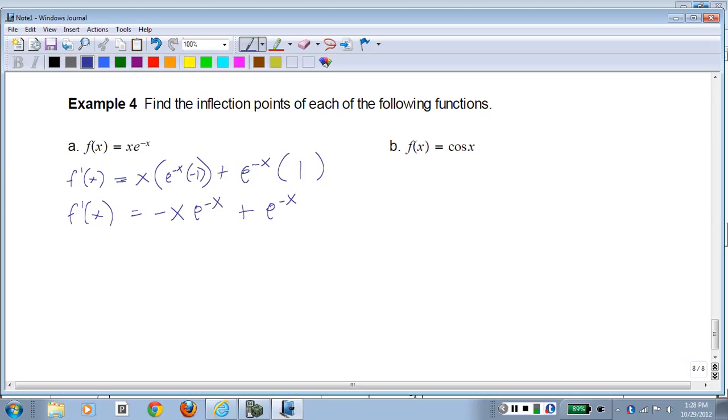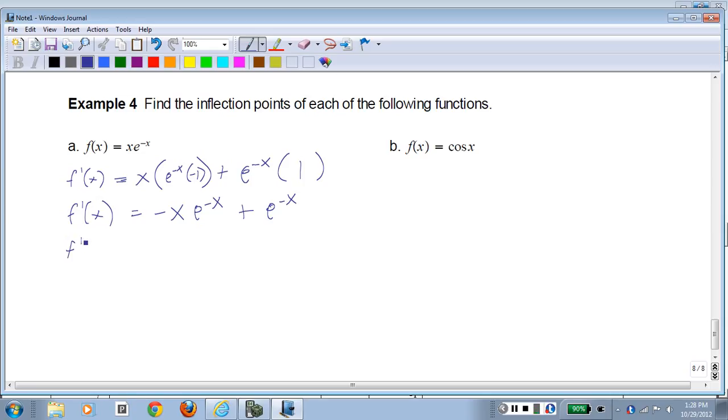Before taking the second derivative, we could factor out the e to the negative x or not. Anyone have a preference? Factor out the e to the negative x or not? Factor it? Okay. It's going to involve the product rule in any case. We'd have to repeat the derivative of x e to the negative x, and then we'd also have to add the derivative of e to the negative x.